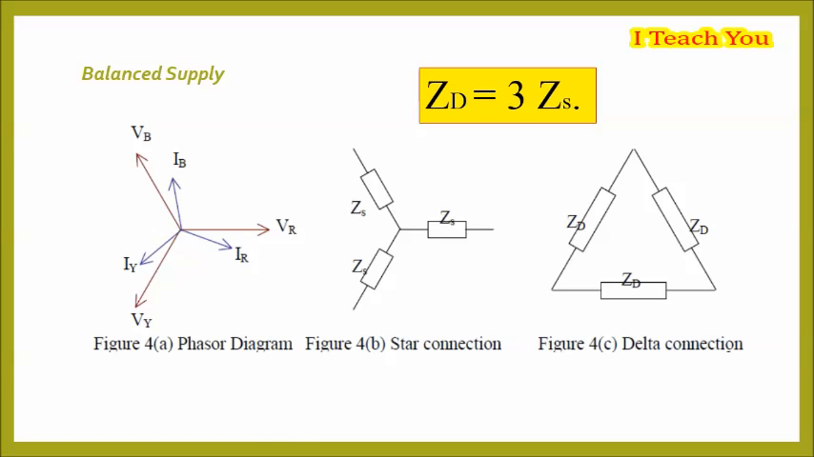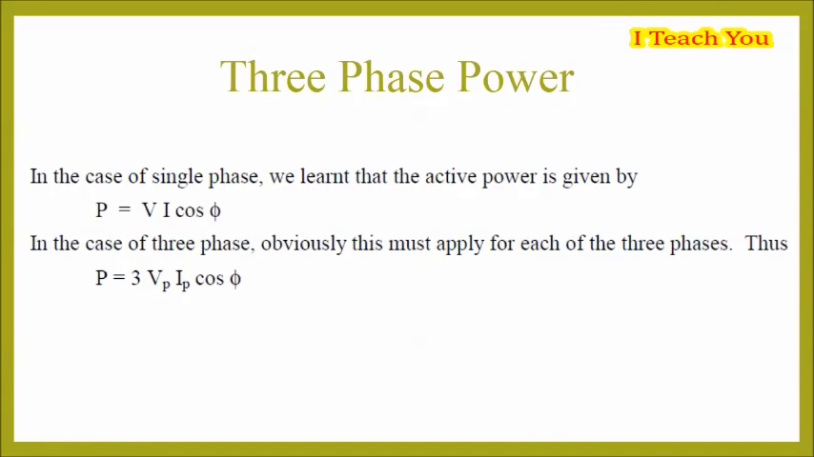Three-phase power. In the case of single phase, we learned that the active power is given by P equals VI cos phi. In the case of three-phase, obviously this must apply for each of the three phases. Thus P equals 3 VP IP cos phi.